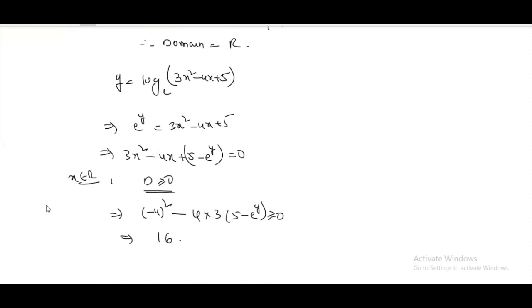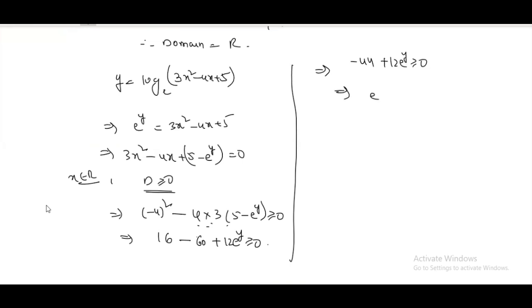16 minus 12 into 5, 60, plus 12 e power y is greater than or equal to 0. So from here what we will get? Minus 44 plus 12 e power y is greater than or equal to 0. From here e power y is greater than or equal to 44 by 12.